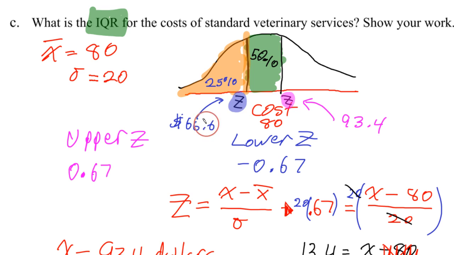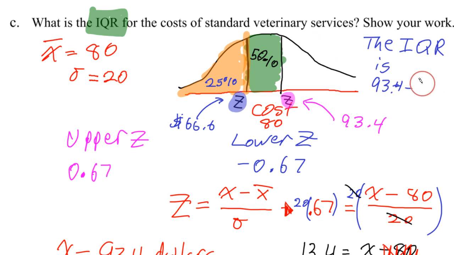Now the IQR is the range between these two numbers, this z-score and this z-score. If I take the 93.4 and subtract the 66.6, I get 26.8. So I can now answer the question. The IQR is 93.4 minus the 66.6, which gives us a total again of 26.8 dollars.